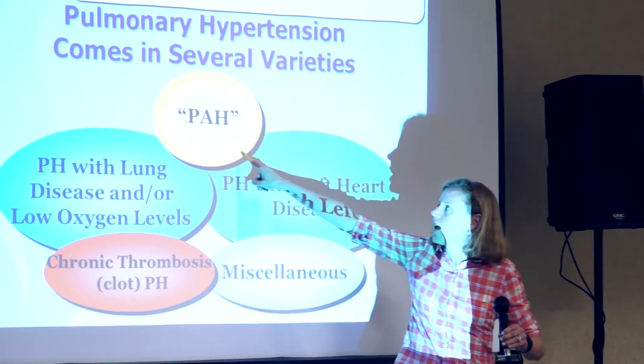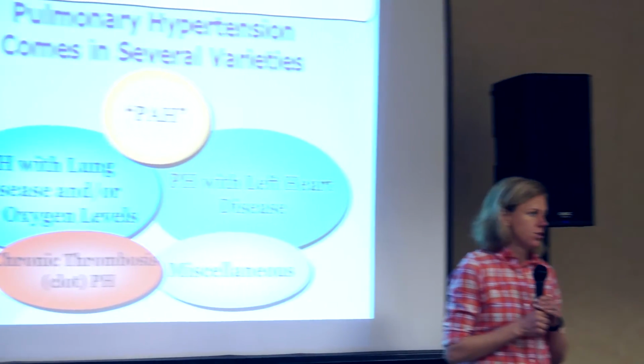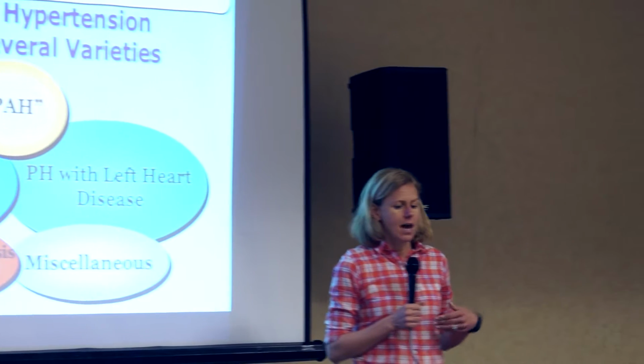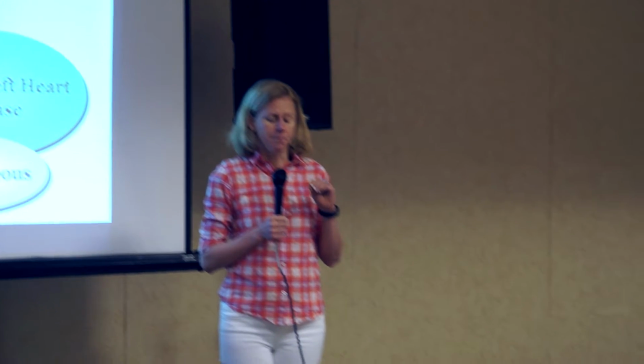And lastly, you can have pulmonary arterial hypertension, shown here as PAH, and that is a thickening of the blood vessels with nothing else wrong. Does that make sense? The pulmonary arteries get thickened and look like that onion skin picture that I showed you, but there's nothing wrong with the lung tissue. There are no clots. The left side of the heart is functioning normally. And that's what we call pulmonary arterial hypertension.